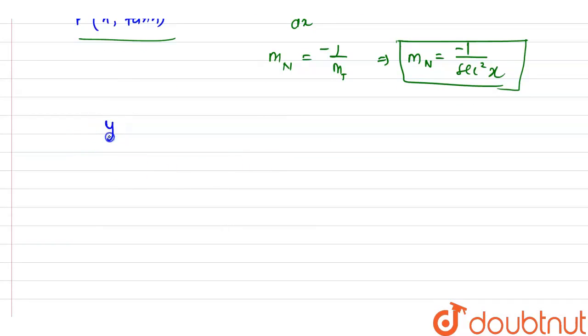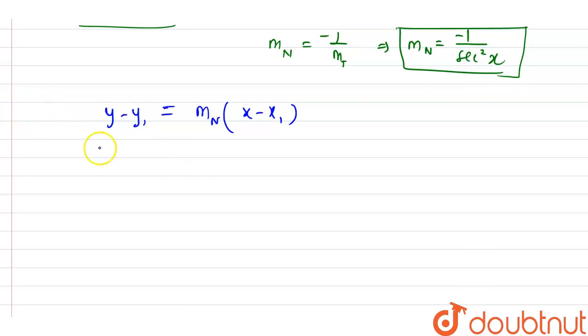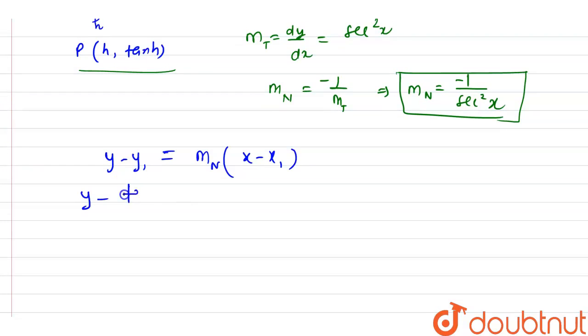The general equation of a line is y minus y1 equals m into x minus x1, and for normal this is mn. Now I'm going to put the points here, so it will be y minus, my y1 is nothing but tan h, equals mn, which is minus 1 over sec square x, into x minus h.